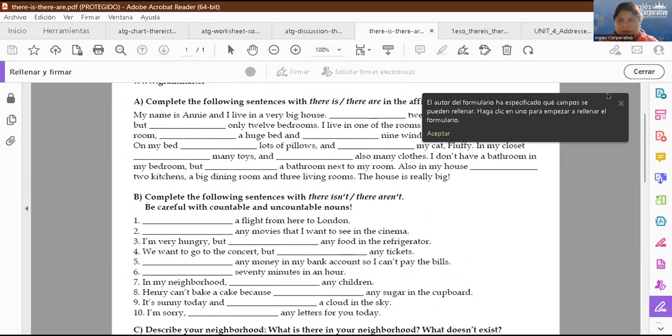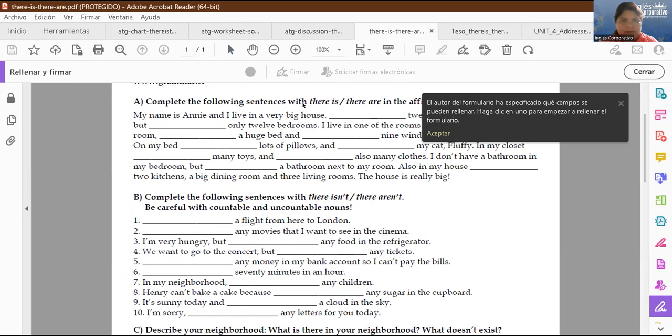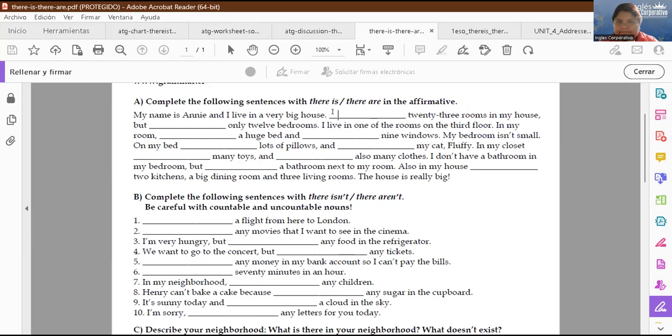Y permítame que se trabó. Okay. Well, let's see. I'm gonna use another two. Ya no se puede así. Okay.